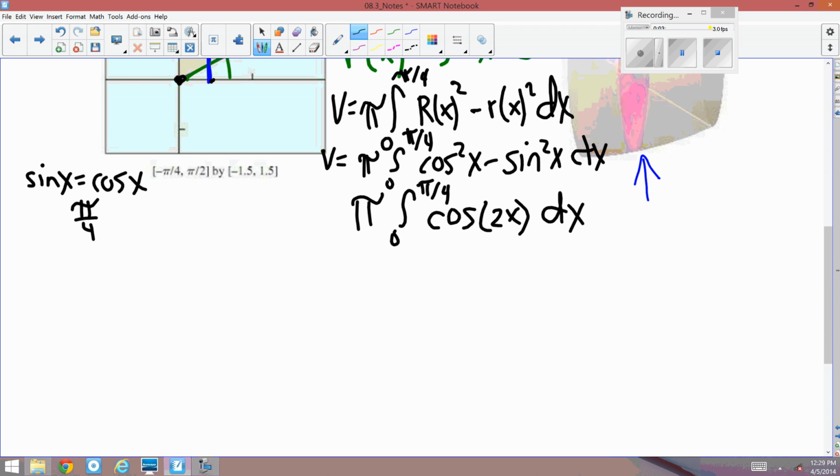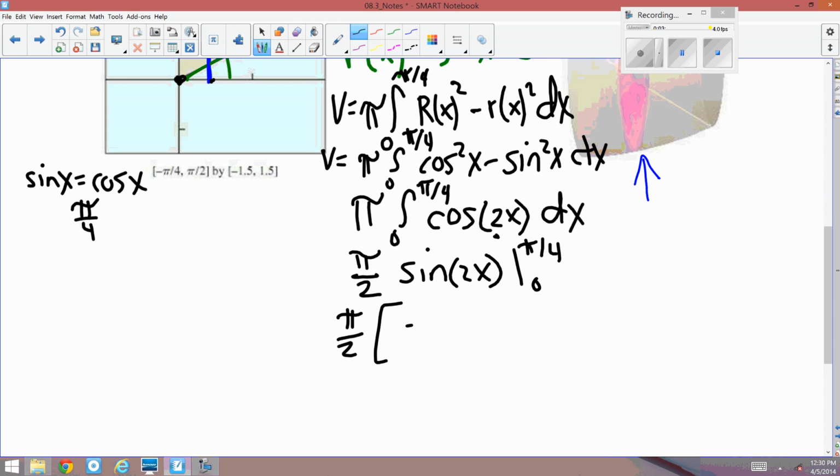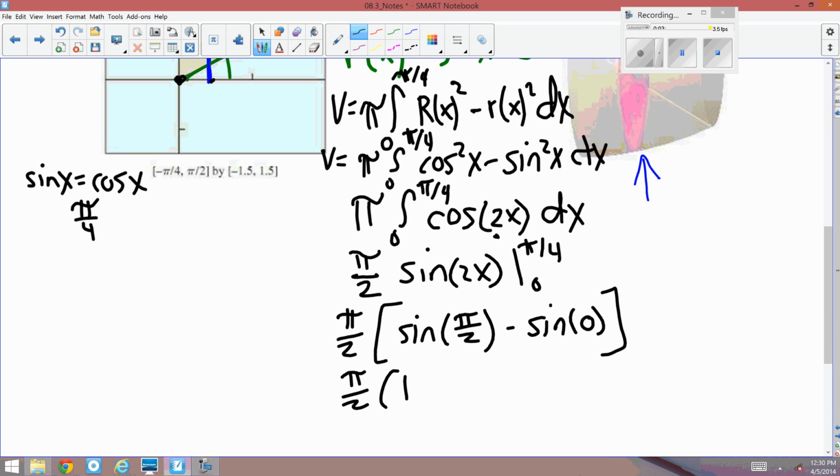All right, now it's easier to integrate. So I need to correct for that 2 there, so I'm going to divide by 2. And the antiderivative of cosine is just sine. So sine of 2x. And we're going to evaluate that from 0 to 1/4 pi. So I have 1/2 pi times sine of 2 times 1/4 pi, or 1/2 pi, minus sine of 2 times 0. 1/2 pi times 1 minus 0. So we get 1/2 pi for our volume.